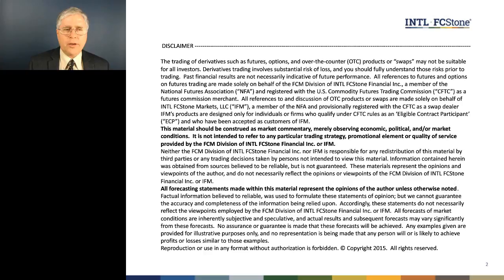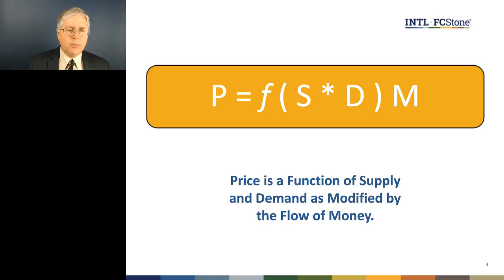But first, before we go into the supply and demand numbers per se, let's keep in mind that price is a function of supply and demand as modified by the flow of money, something we continue to go back on. We can show from the data that the value of the dollar impacts money flow either in or out of the commodity sector, and that has a big impact on grain and oilseed prices as well.